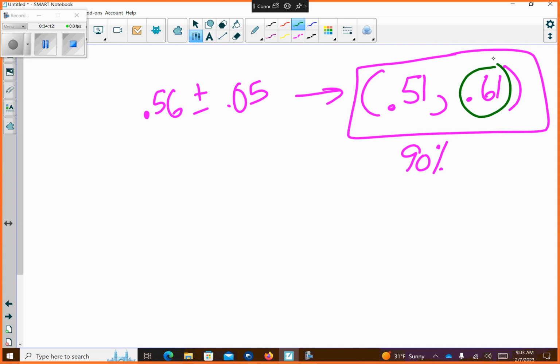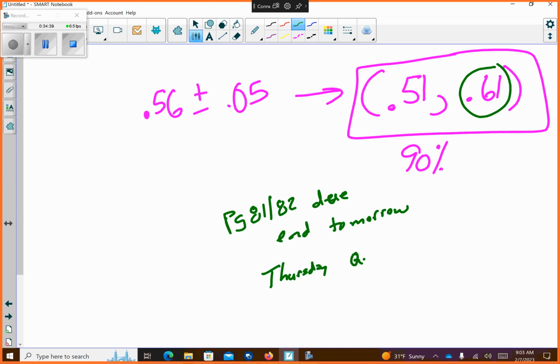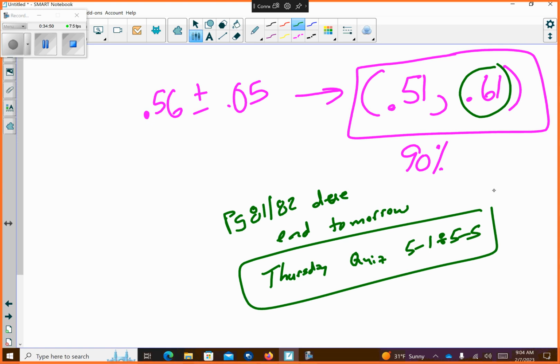Okay, so I would think, let's have pages 81 and 82 due at the end of the period tomorrow. This, friends, will be on Thursday, a quiz on 5-1 to 5-5. Okay? Good? Happy?